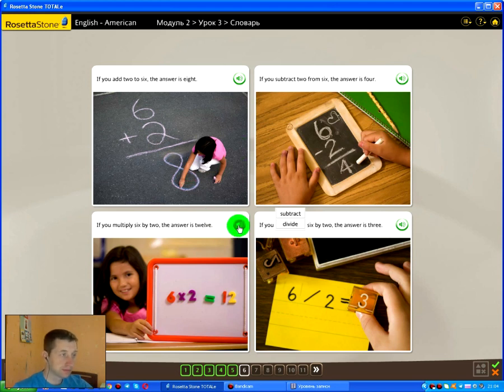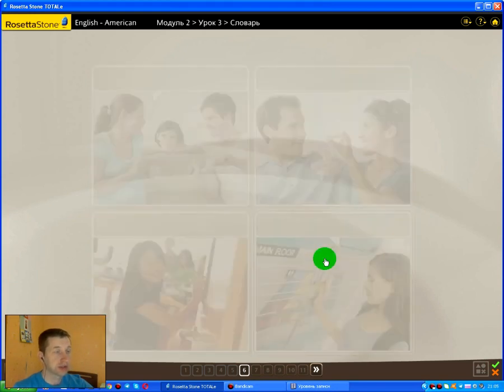If you multiply 6 by 2, the answer is 12. Если ты умножишь 6 на 2, ответ будет 12. If you divide 6 by 2, the answer is 3. Если разделить 6 на 2, будет 3.